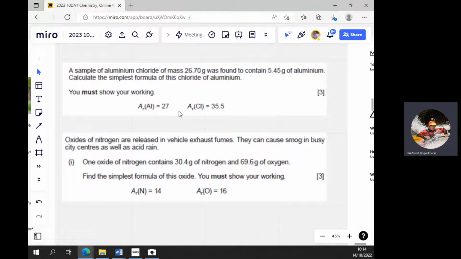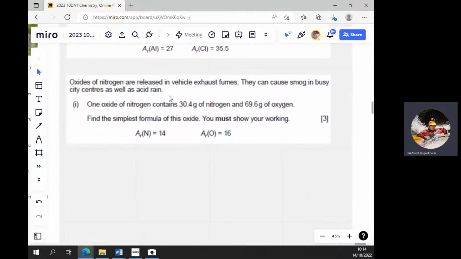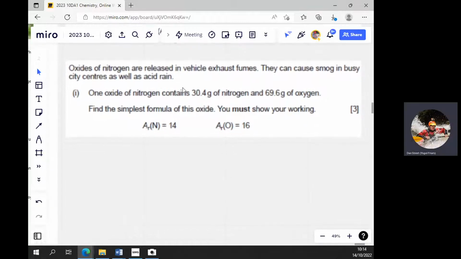And so I did a quick trawl, and I found these two questions here, which are typical of the sort of thing you should expect in your GCSE exams for empirical formula. So we'll take this second one as an example. This is a part question, set in the context of other information. It says, oxides of nitrogen are released in vehicle exhaust fumes. They can cause smog in busy city centres as well as acid rain. That part of the question is just an introduction.